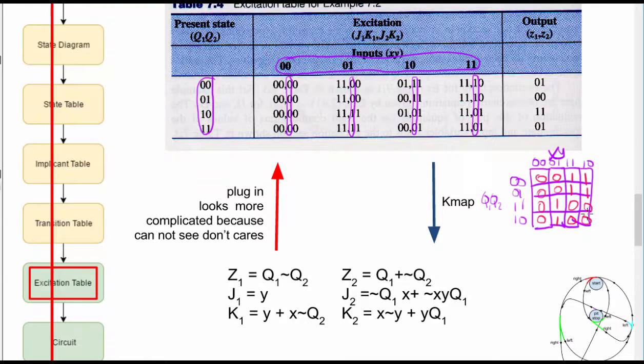So what do we have? We have an implicant right here, party of 4, and it looks like we have one right here. So this one is what? It's Q1 X bar Y. And what's this one?